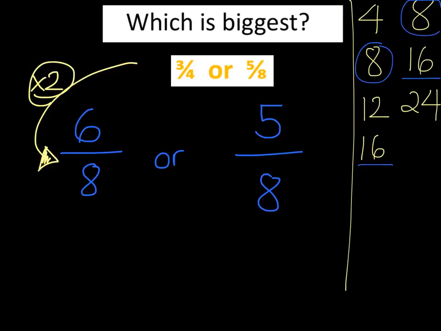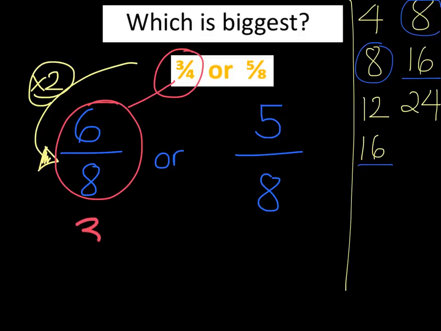Now you've got both of the fractions out of 8, you can compare them and you can see that 6 out of 8, which is the same as 3/4, is the biggest fraction. So 3/4 is bigger than 5/8.